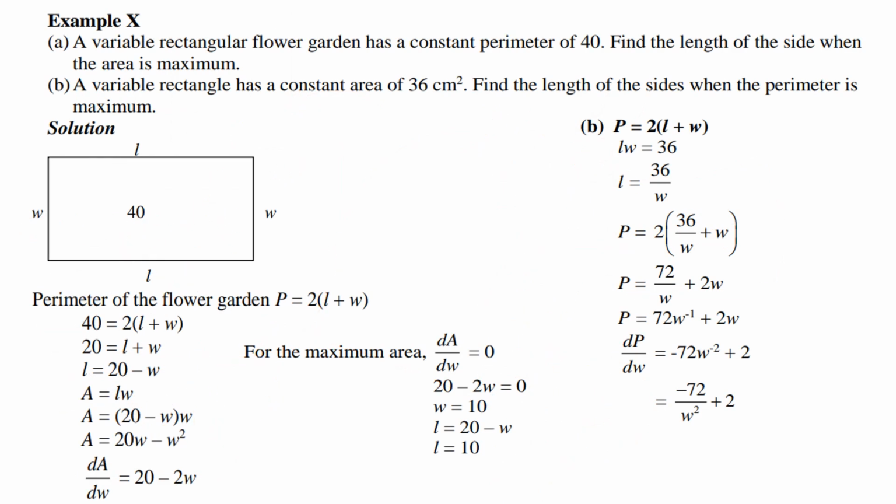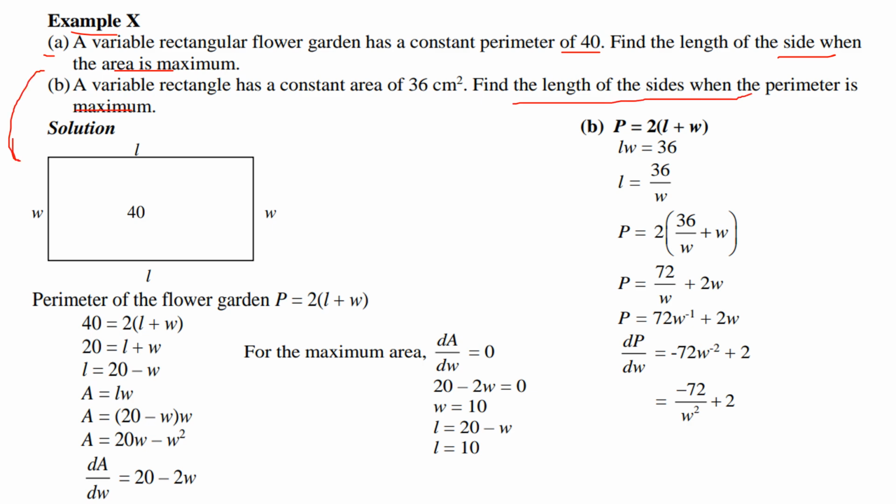At example 10, we are going to be looking at part A, a variable rectangular flower garden has a constant perimeter of 40. Now we are going to be finding the length of the sides when the area is maximum. And in part B, a variable rectangle with a constant area which has been given as 36 centimeters squared. We are supposed to find the length of the sides when the perimeter is going to be maximum.